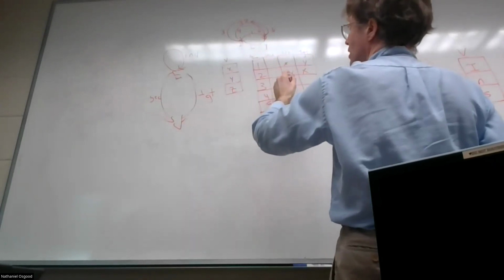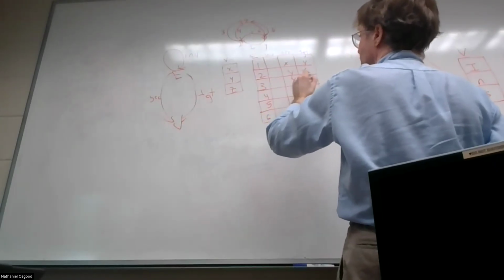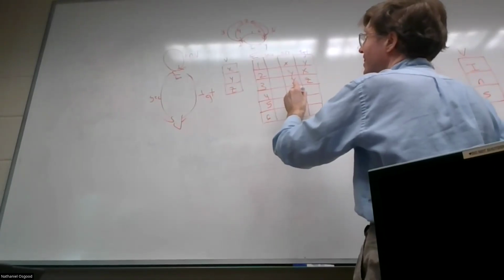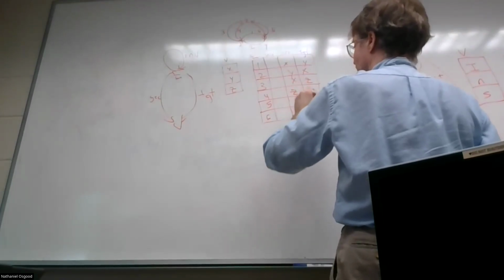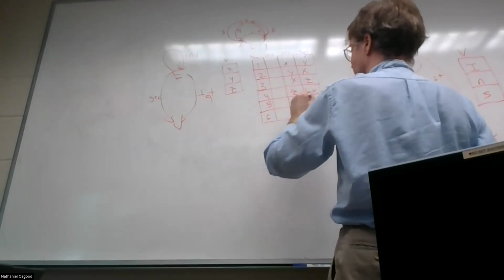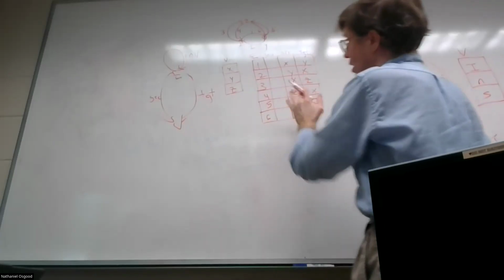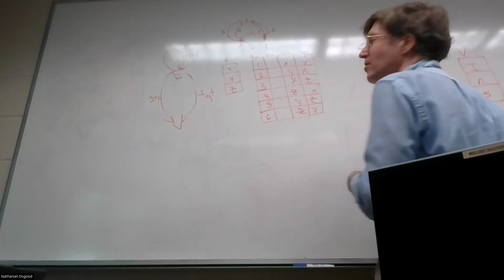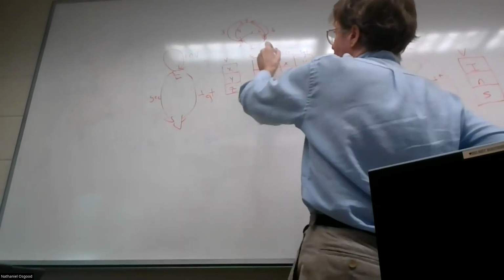What's its source? X. Okay. And then Z. Edge four: source is Z. Target is X. Edge five: source is Y, target Z. And six: Z, Y. Good. Okay, so this is kind of old hat. Great. Now the question is going to be involution.